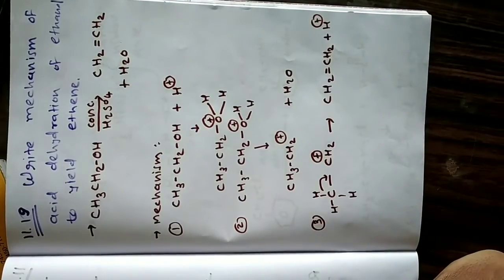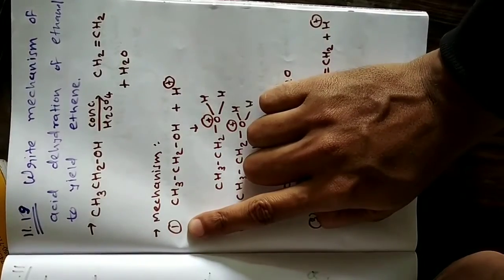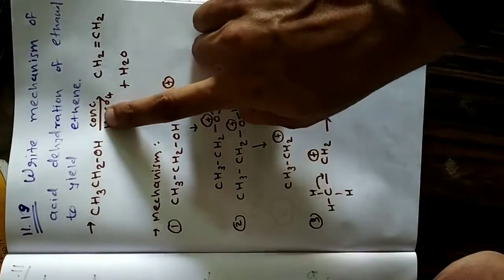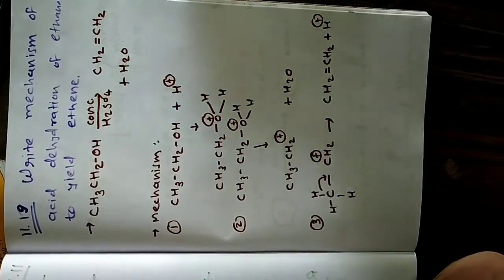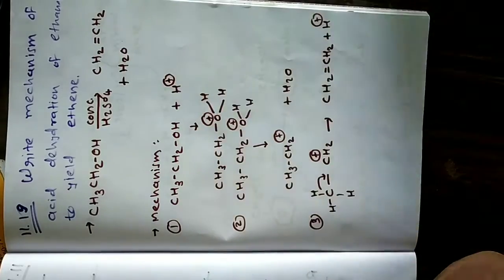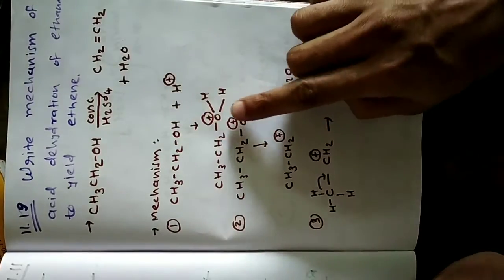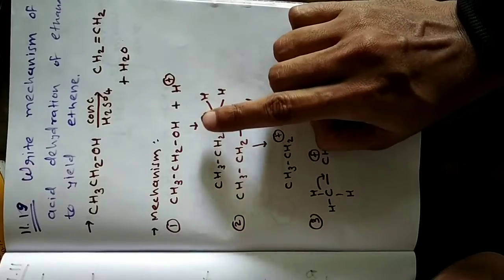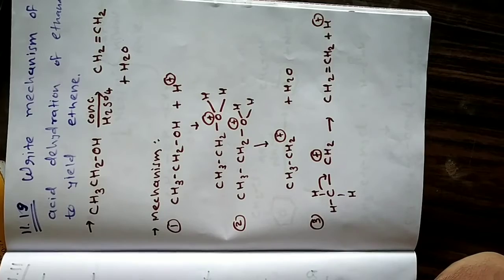Now what is the mechanism of that reaction? First you can see the mechanism here. In the first step, alcohol and H plus from the acid H2SO4 come together. Oxygen has non-bonding electrons, so this H plus is attracted towards oxygen. It will form this positive ion, CH3CH2, O positive with two hydrogens attached to it. This one is our positive ion.